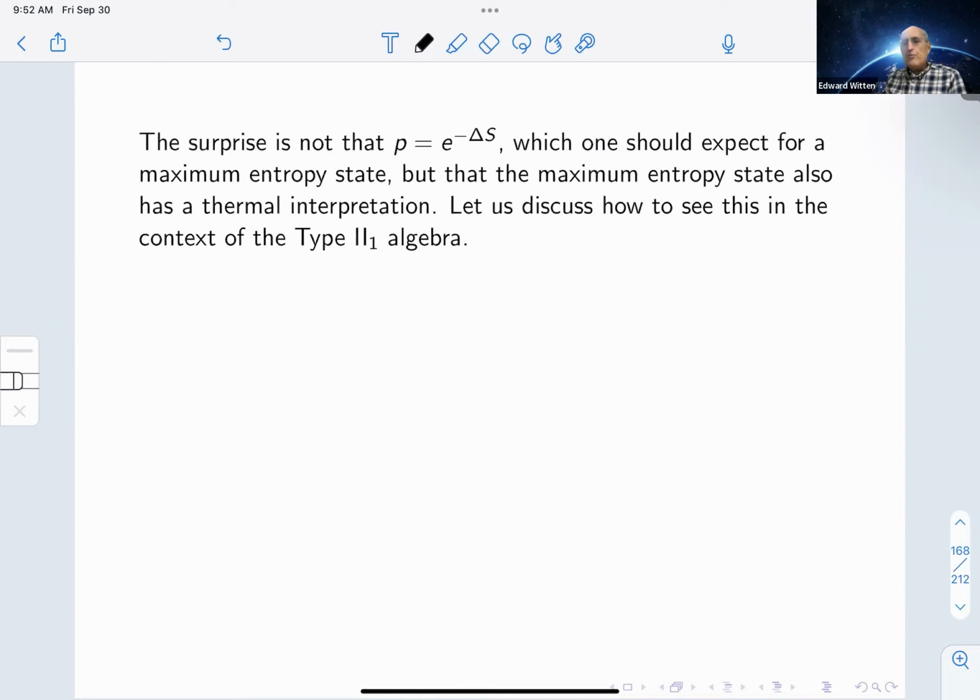And I had hoped to talk about the black hole, but I see I'm running over with the time. So instead, I'm going to conclude by explaining how to see in the context of the type II-1 algebra that the maximum entropy state has a thermal interpretation.